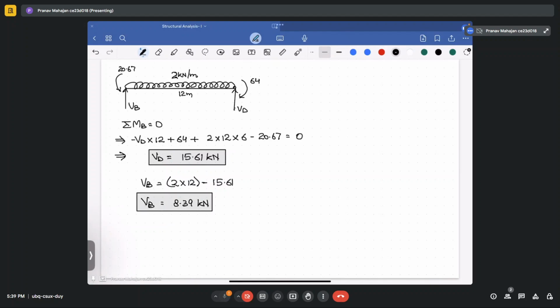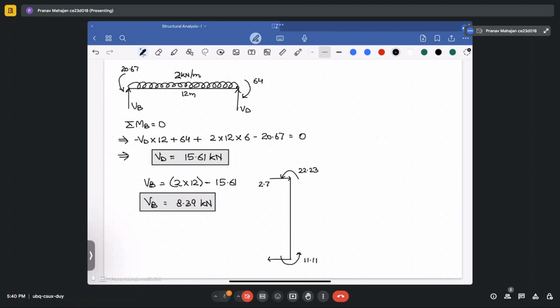Okay, so if anyone wants to calculate the total value, then you can calculate the total value also of reaction at B. So for the span BC, you have this reaction here as 22.23 in anti-clockwise direction, and here again it is anti-clockwise direction, that is 11.11, and due to that you will get the horizontal reaction force as 2.78 and 2.78. Okay, so this is your B and this is your C end.